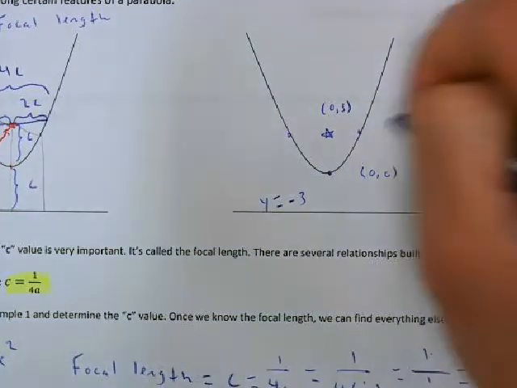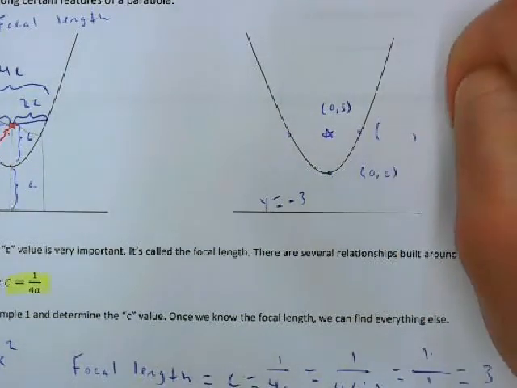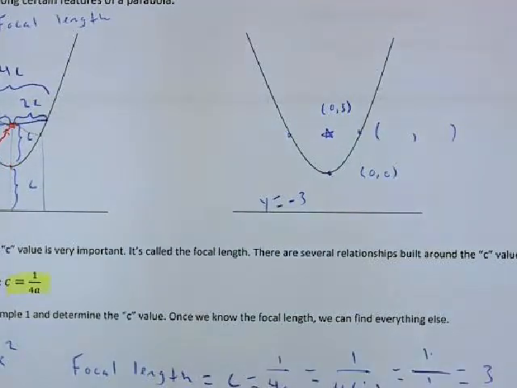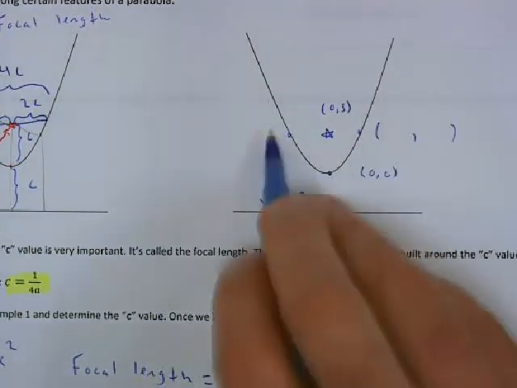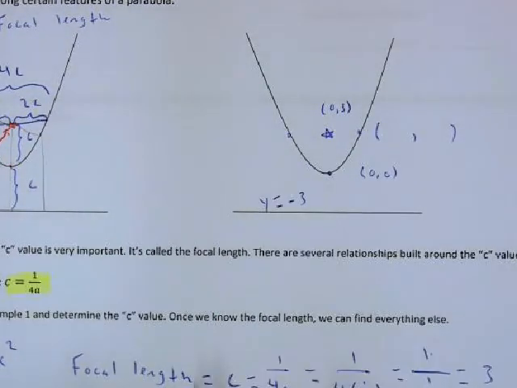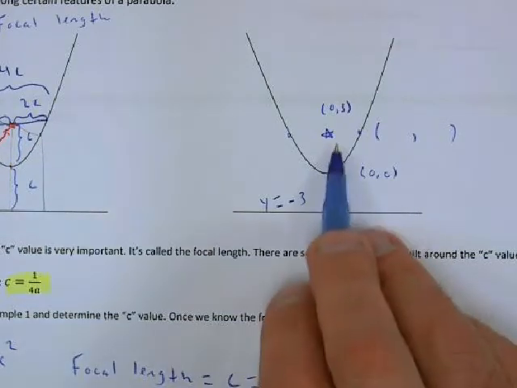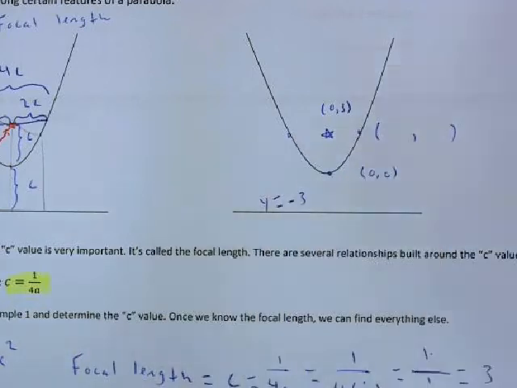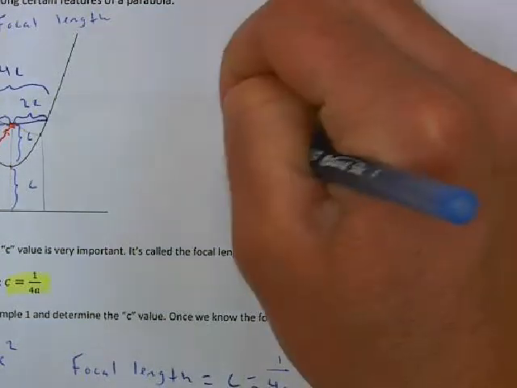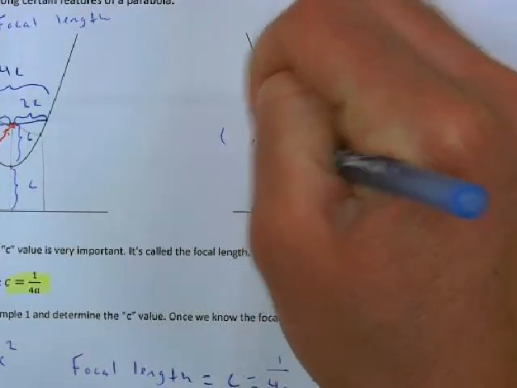Now remember, your focal chord endpoints are always going to share either an x or a y value with your focus. In this case, for an up-down parabola, this one particularly opening up, it's going to have the same y value. I'm not going to change the y value of 3, I'm just going to change the x value. I'm going to go left or right. So I know it's going to be something comma 3 and something comma 3.